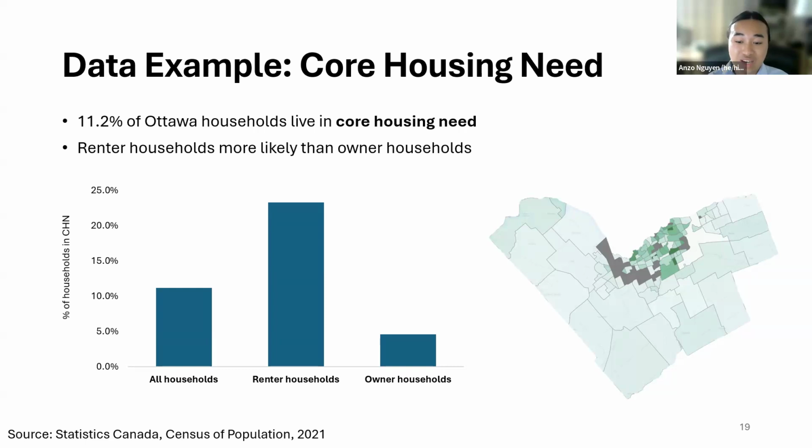And so we see here, like we saw in the story map, about 11% of households in Ottawa live in core housing need, but we see that this is driven largely by renter households. And then we see again a screenshot of what we saw in the story map showing core housing need by neighborhood, so we can see and compare both the citywide high-level insights and detailed neighborhood profiles.